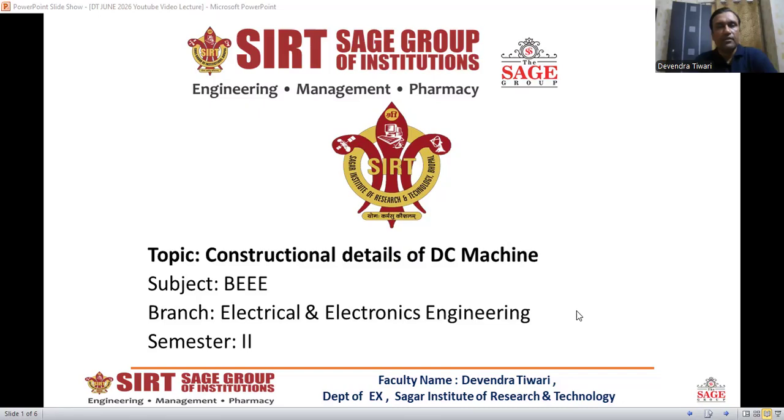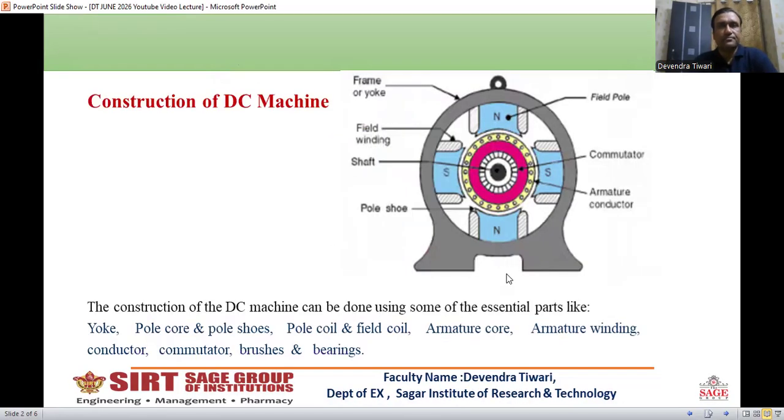So we will here see the construction of DC machine, and we will move to next slide. Understand the concept of next slide. So this is the simple diagram of DC machine. So we'll see here the main parts shown here.